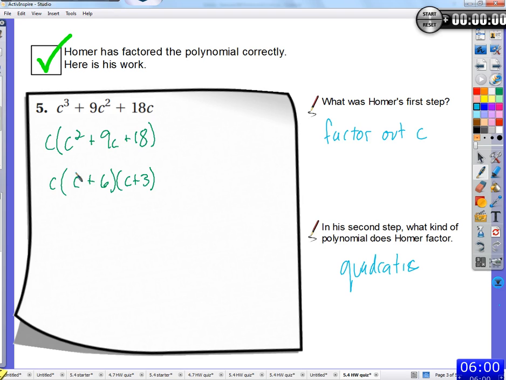That's the number one thing that you want to do: factor out a common factor if there is one among all the terms. Remember that.